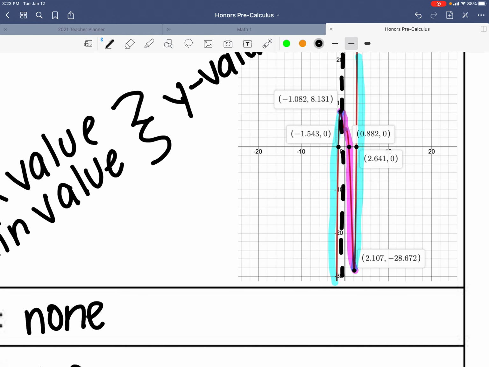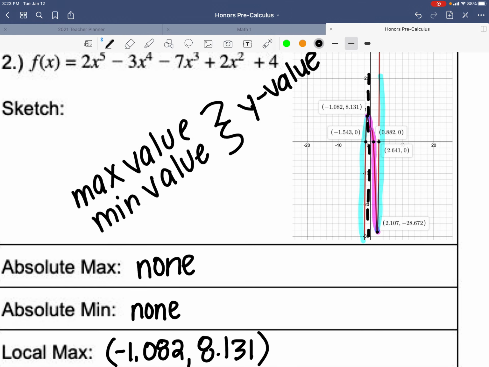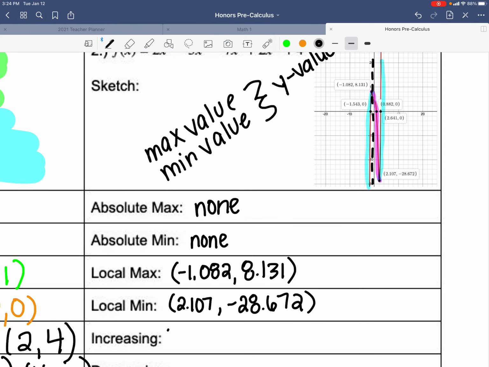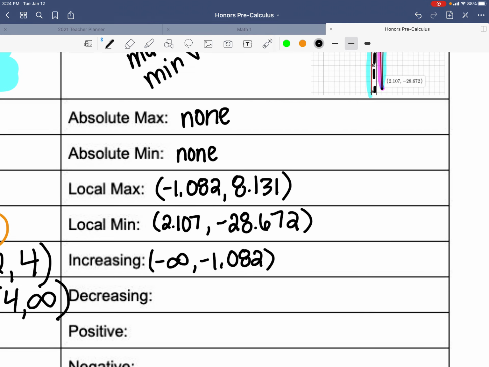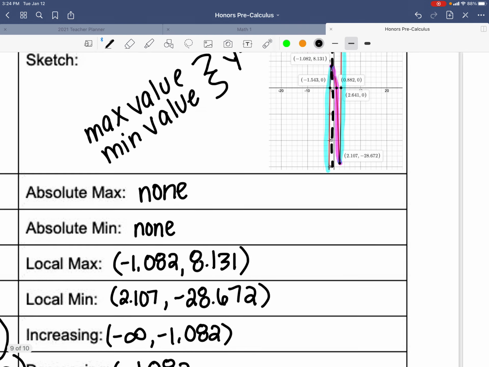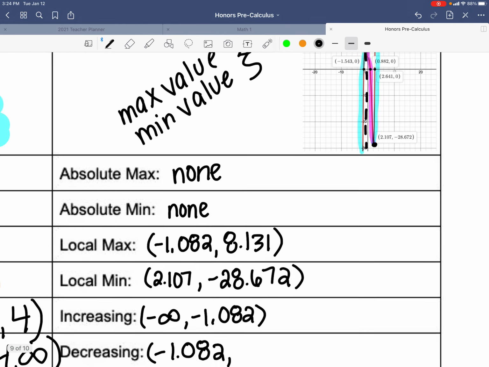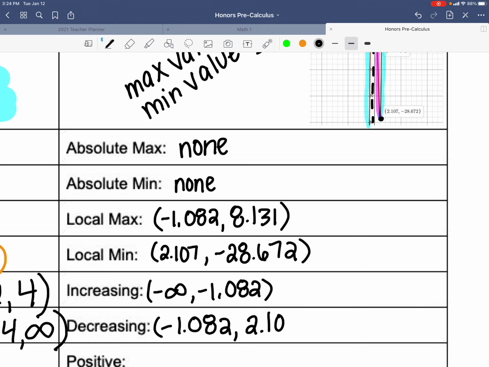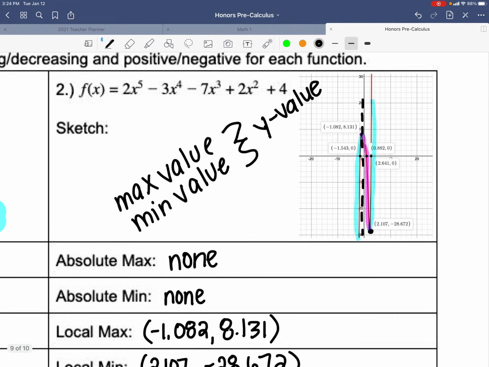So when I look at my graph, I stop increasing at the x value of negative 1.802. So we're increasing from negative infinity to negative 1.802. And then we're going to decrease from negative 1.082. And we're going to decrease to this x value, which is 2.107. And then we're going to change and we're going to start increasing again from 2.107 to positive infinity.